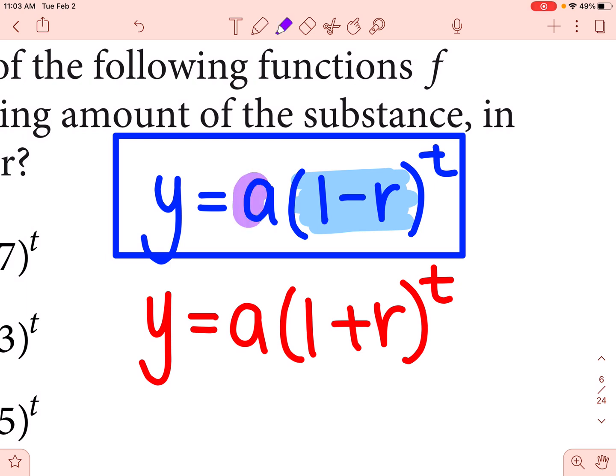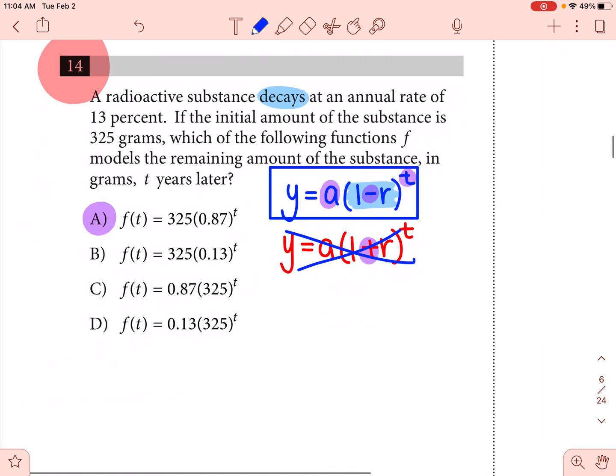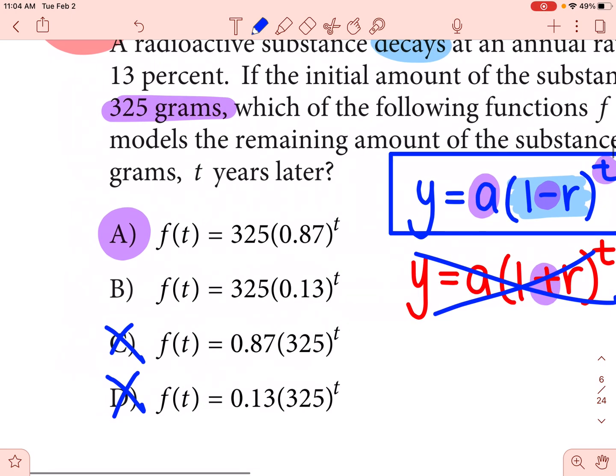The A stands for the initial amount, and if I'm decaying, then the formula is 1 minus the rate, raised to the time, okay? Now, the one in red is if it was growth. So if we were not decaying and the substance was growing, then I would use this equation, okay? But it's not. So another thing to think about is that the A stands for the initial amount. So the number in front of the parentheses should be the initial amount, which was 325, which means I can eliminate answer choices C and D because the numbers in front of the parentheses are not 325.